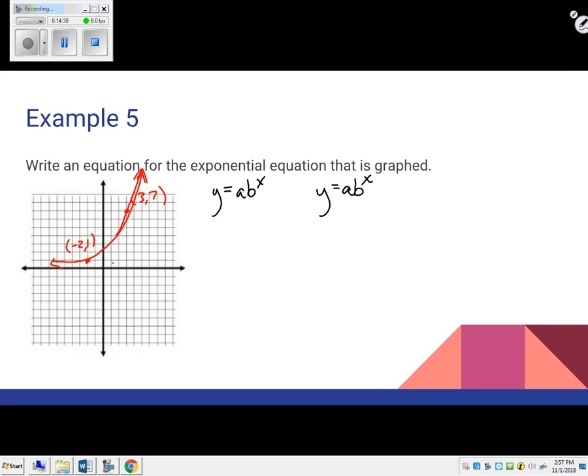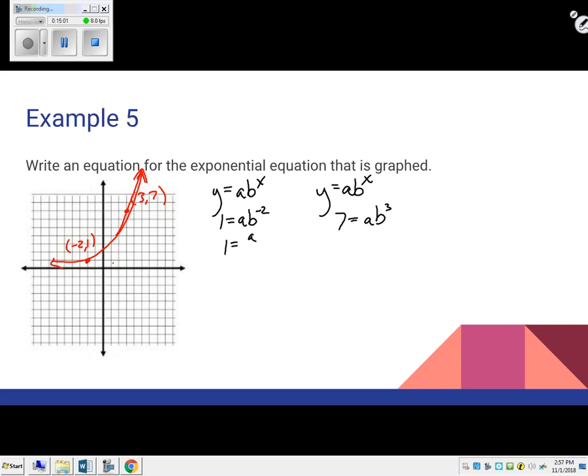Let's go ahead and plug in what we can. I don't know a or b on either one of these, but I can plug in for x and y on both. So for the equation on the left, I'm going to use the point on the left: 1 equals ab to the -2. For the equation on the right, I'm going to use the point on the right: 7 equals ab to the third. From here, it doesn't really matter. Just pick one or the other and solve for a. I'm going to choose the left side since I think that'll make it look nicer.